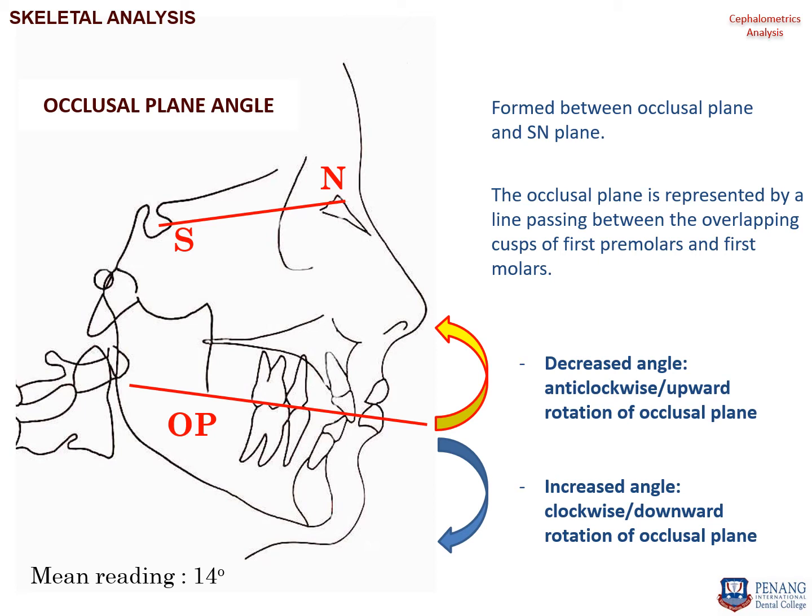A decreased angle will show an upward rotation of the occlusal plane, anti-clockwise. That is seen in the yellow arrow, whereas an increased angle, represented by a blue arrow, will show a clockwise or downward rotation of the occlusal plane. The mean reading is 14. Anything beyond that, you'll have to assess whether it is an upward rotation or a downward rotation.